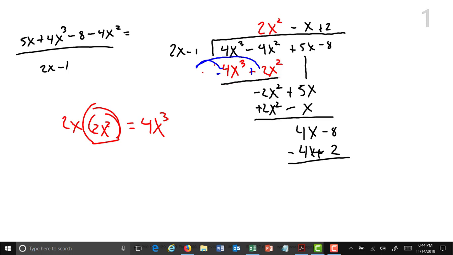What do I have left here? Yes. So the answer of this thing is going to have a remainder, right? If you take that divided by that, you're going to get that answer there: 2x minus x plus 2, with a remainder of minus 6 divided by 2x minus 1.